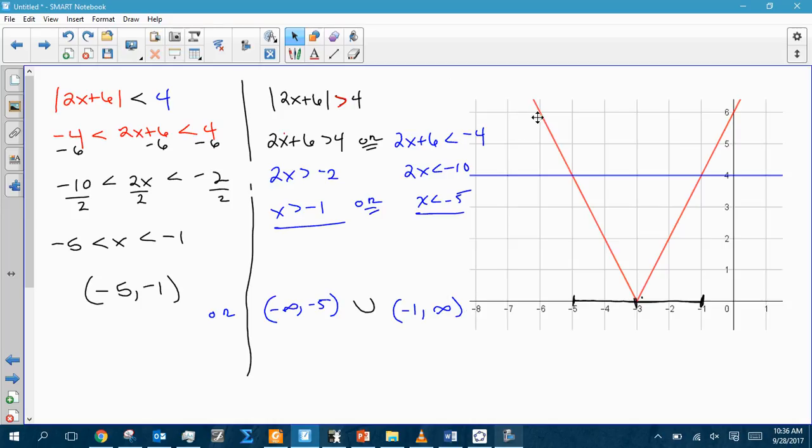We've asked ourselves, where is the red curve above the blue curve? Where is the red one above the blue? When is 2x plus 6 above 4? And we're seeing that at negative 5 in that way. So negative 5, negative 6, negative 7, negative 8. Okay, those values, the red is above blue. And then over here at negative 1 and to the right, we're getting the red one above the blue one again. Okay. So that's how you're going to approach those absolute inequalities.